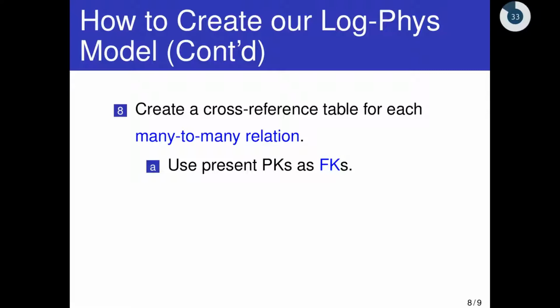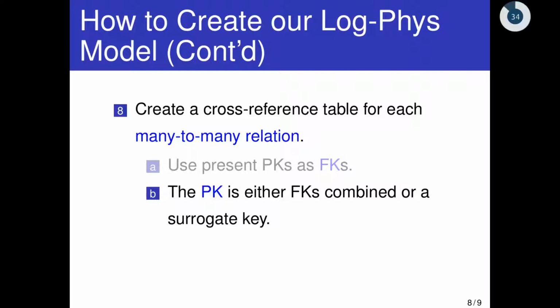And in that table, we use the existing entity's primary keys as foreign keys. So we will have two foreign keys in each cross-reference table, one for each of the primary keys. And the primary key of the cross-reference table is either the foreign keys combined, and that would be the default, because then we regard the cross-reference table only as a helper thing to resolve the many-to-many association.